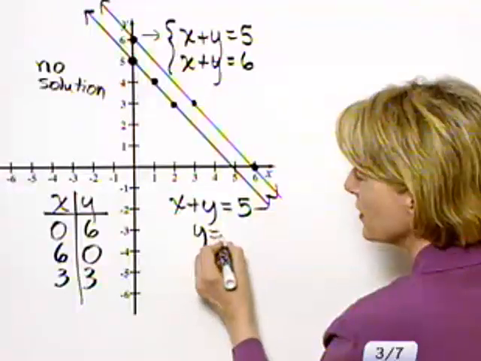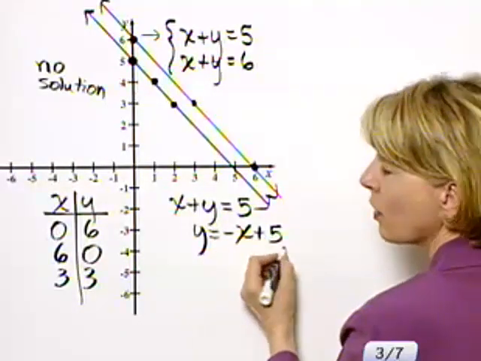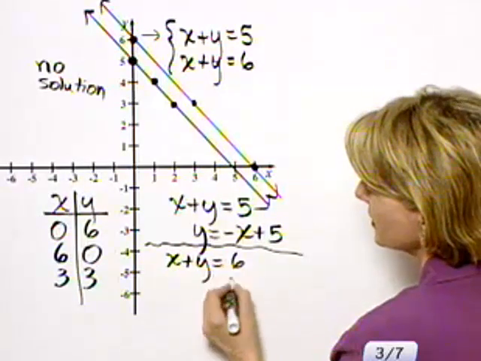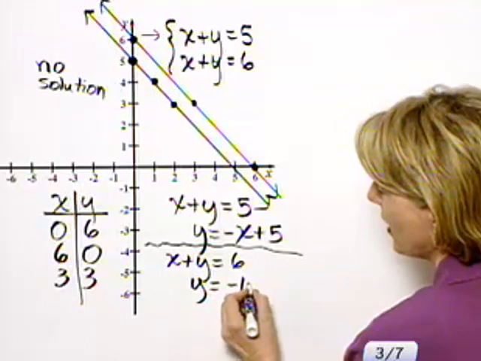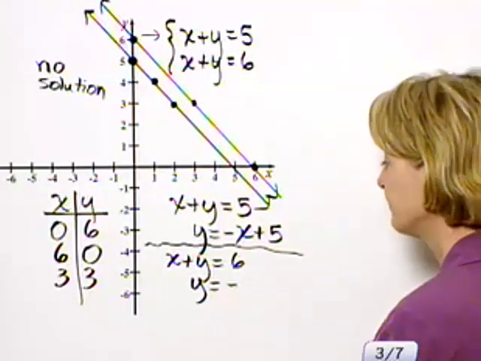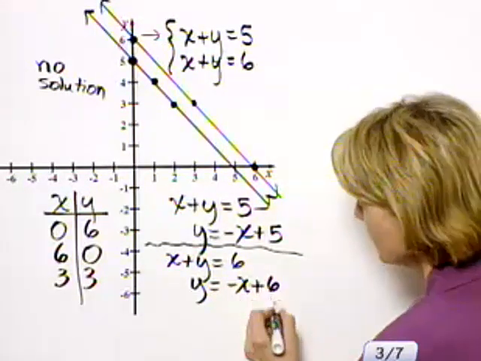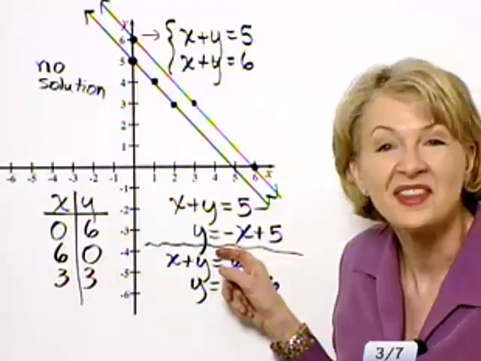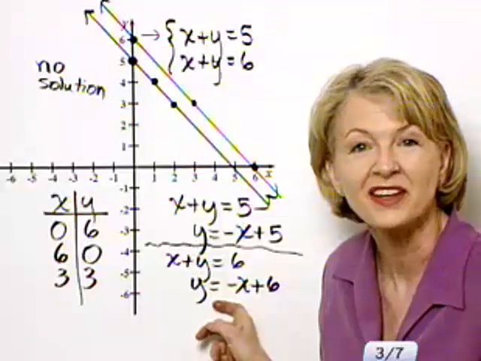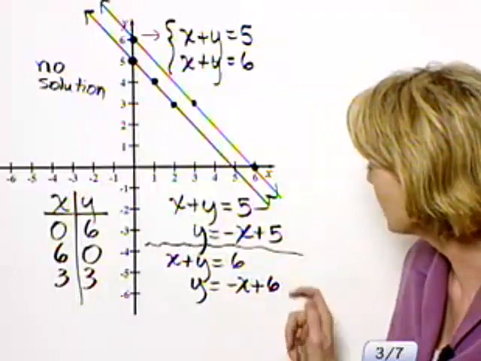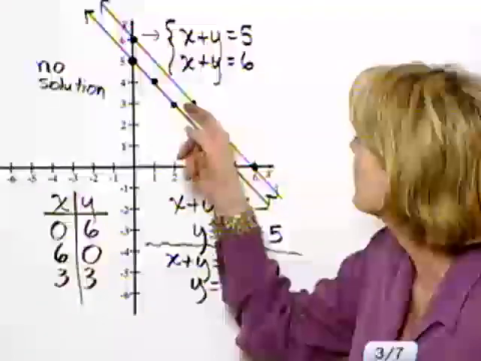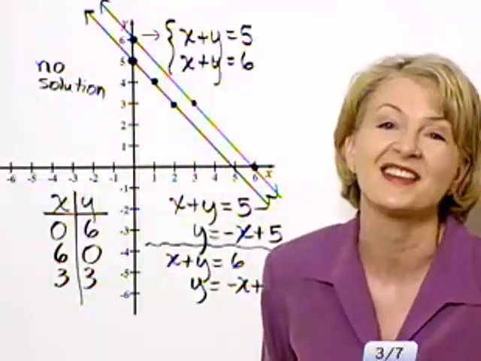To find the slope, solve for y. Let's do the other equation, x plus y equals 6. Solve for y, that would be negative x, negative 1x or negative x, plus 6. Now, what is the slope of this line? It is negative 1. What is the slope of this line? It is the coefficient of x, which is negative 1, and we have different y-intercepts, so these are indeed parallel lines, and the system has no solution.